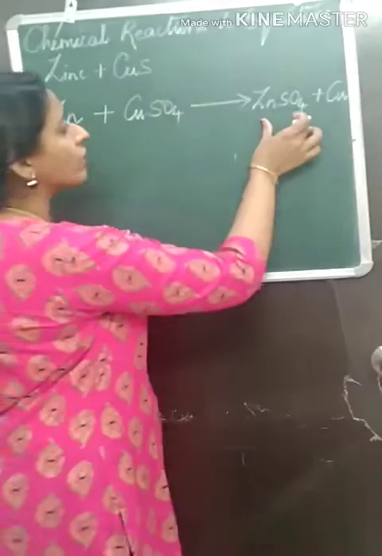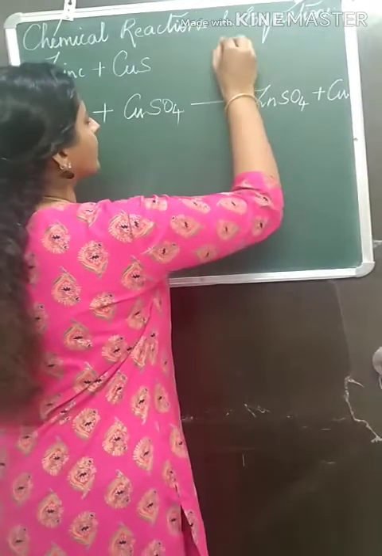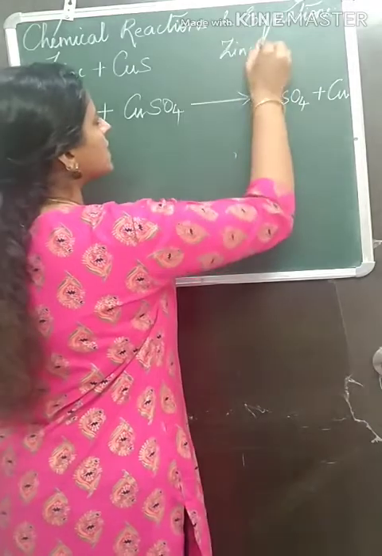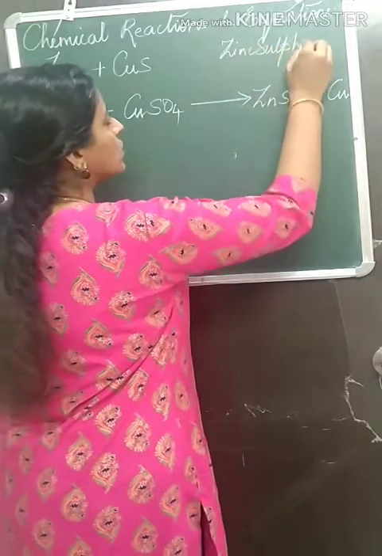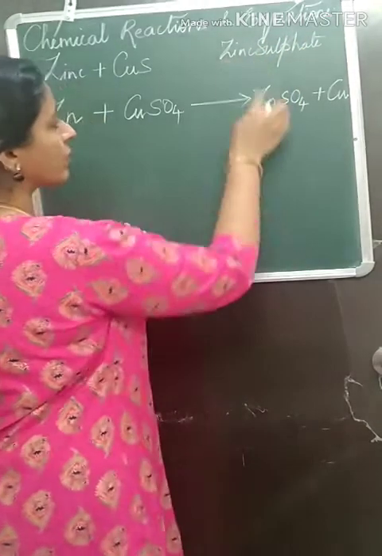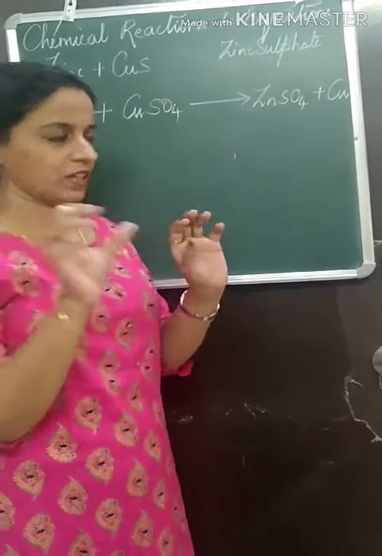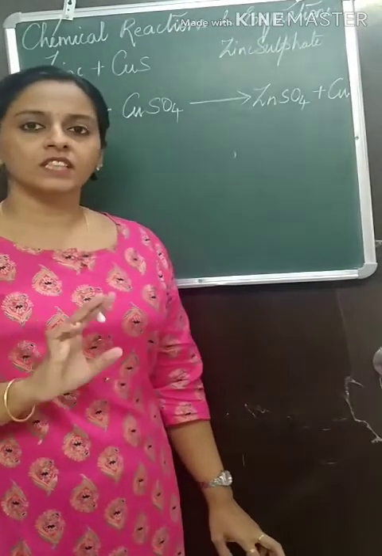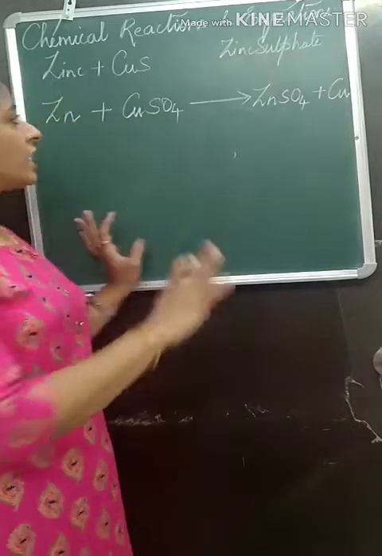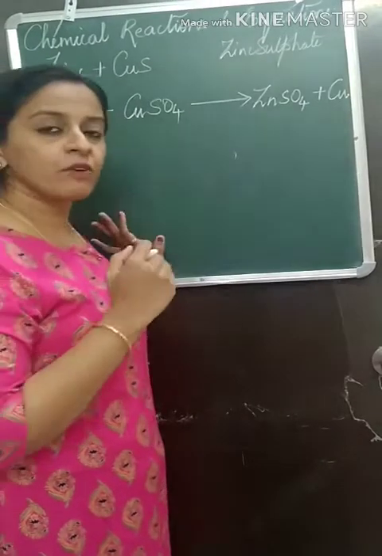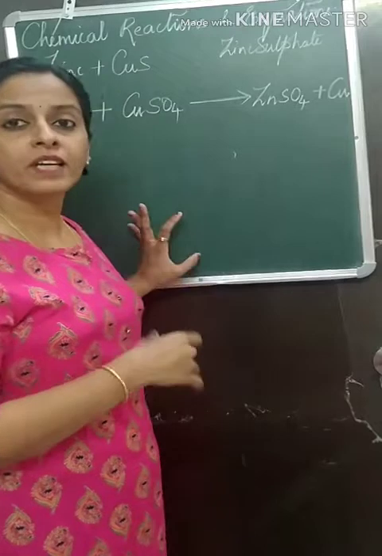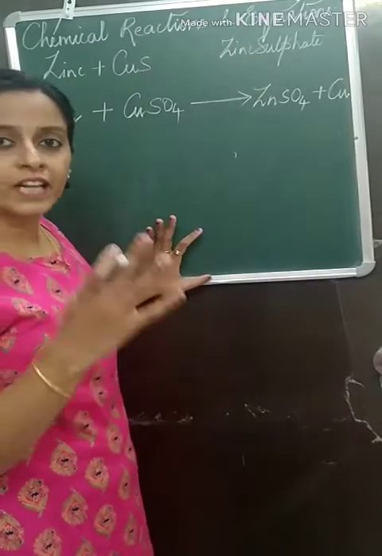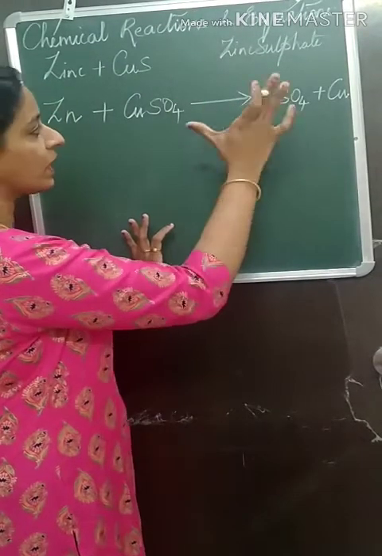So here, instead of writing zinc sulfate, you will use the molecular formula. So you have condensed it, you have made it short by using the molecular formula. Understood? So this is the chemical equation. Now there are certain things that you have to consider when you write a chemical reaction or a chemical equation.